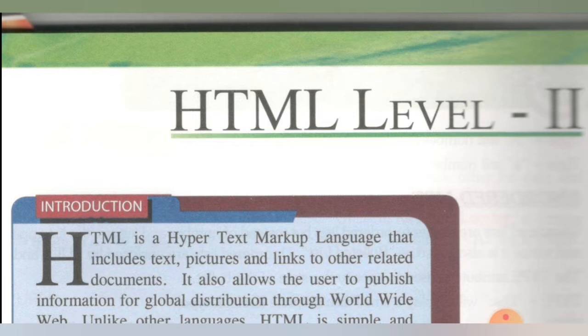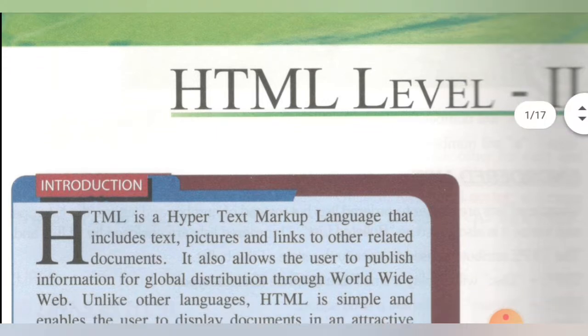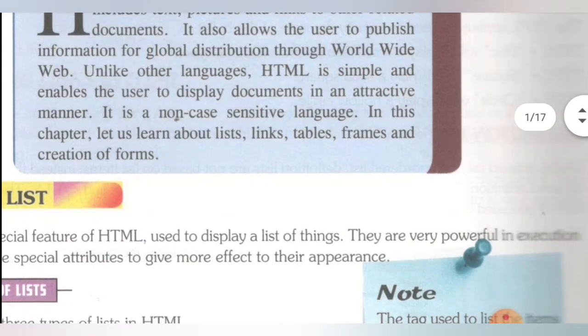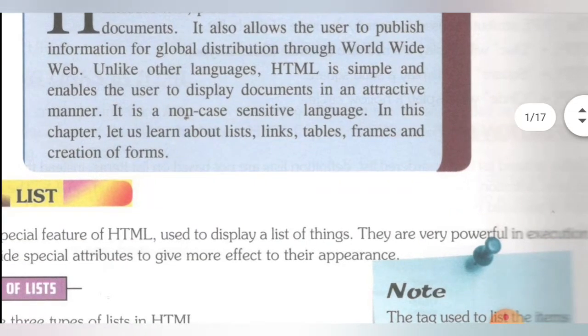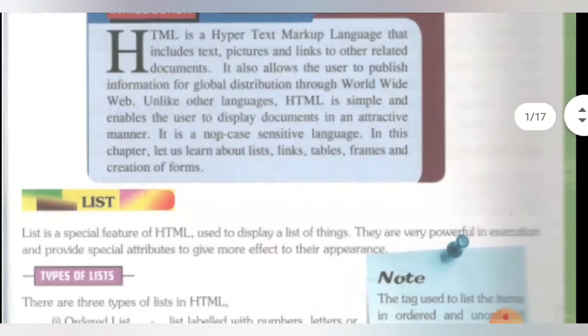Nowadays we are using the internet, no? On the internet each and every page is known as a web page. So HTML is a language used to create web pages. Now we will discuss some of the elements used in HTML to create web pages. Okay, the first element is list.